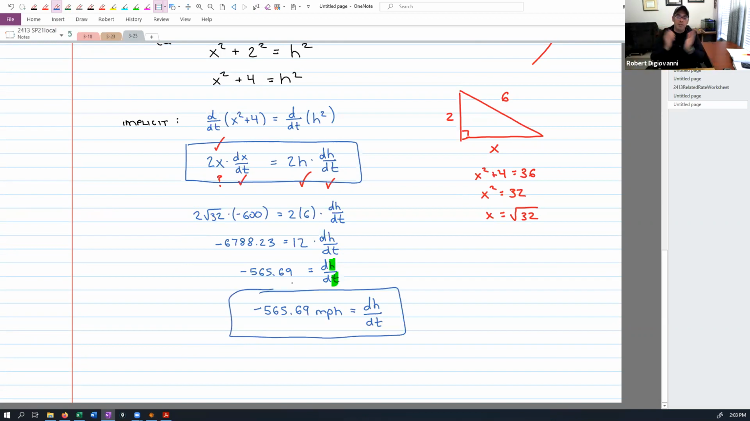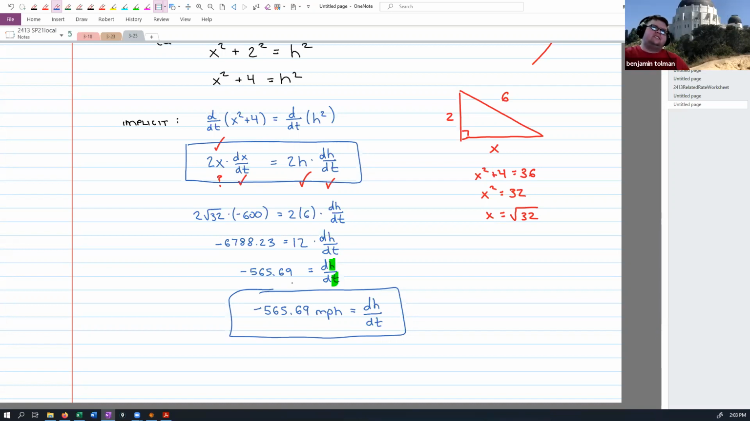So, you're standing at the radar station. The plane is flying over 2 miles above you. It's traveling at 600 miles per hour. At the exact instant that the plane is 6 miles from you, the rate at which the distance between you and the plane is changing is negative 565.69 miles per hour at that instant in time.